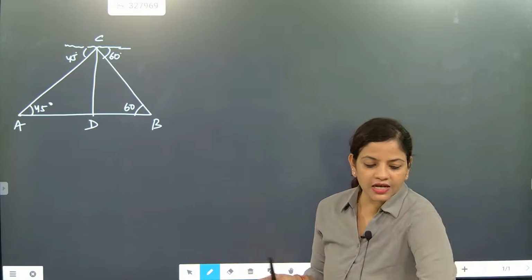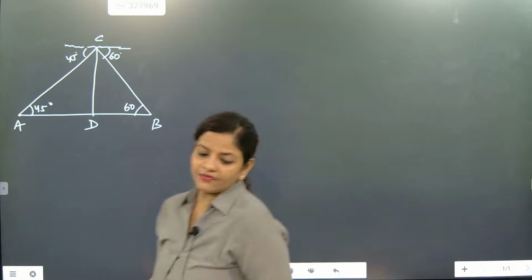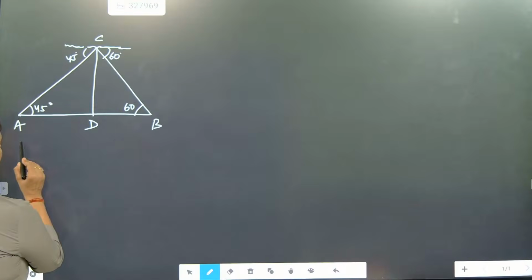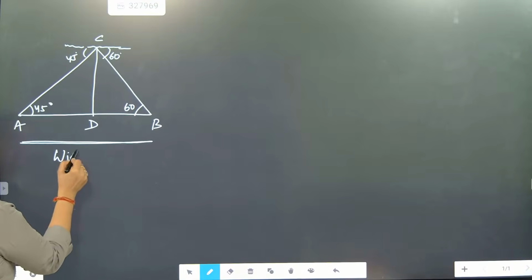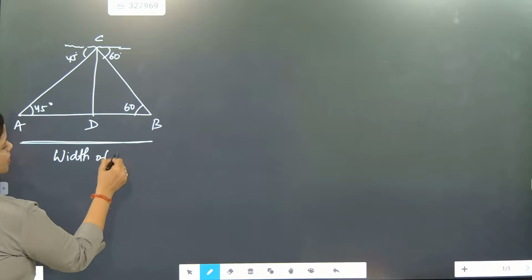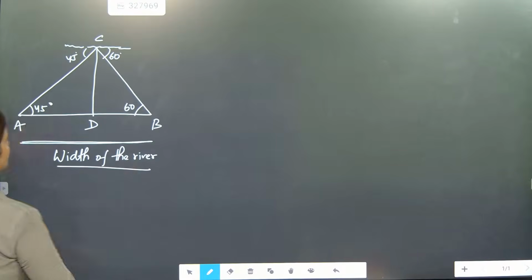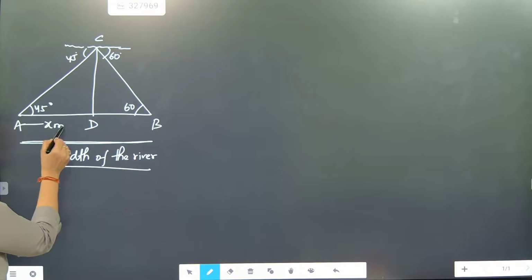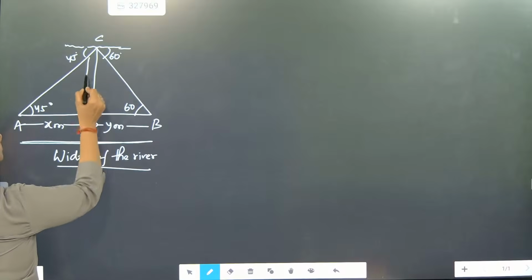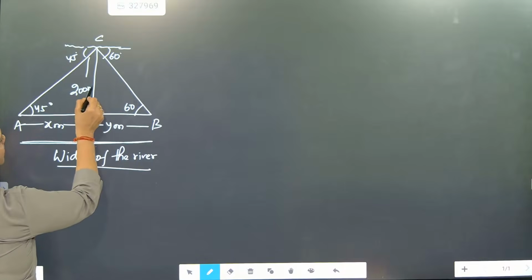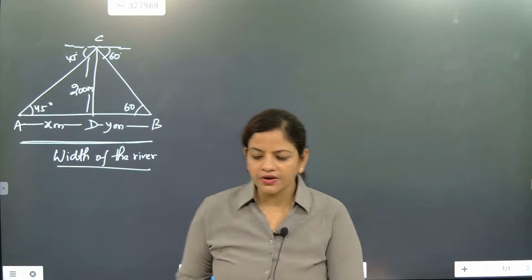After that, they are telling us to find the width of the river. So the width of the river we have to find, this is the width of the river. AB is the width of the river. So what we will do? We will take this as x meter and this one as y meter. And this height is already given as 200 meter. Understood?